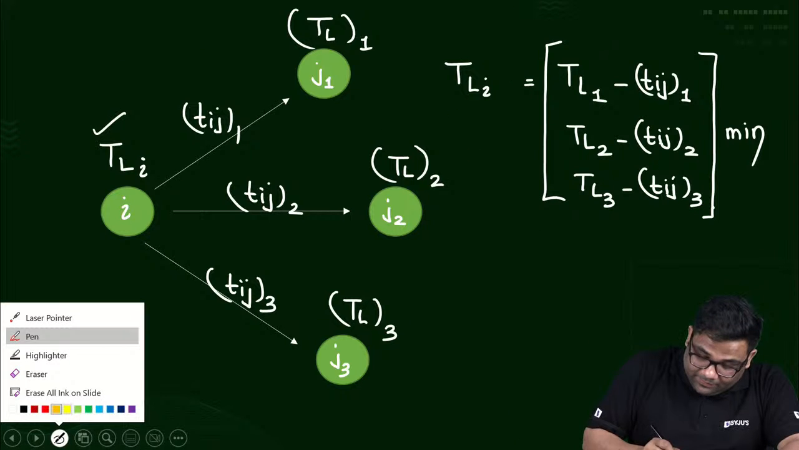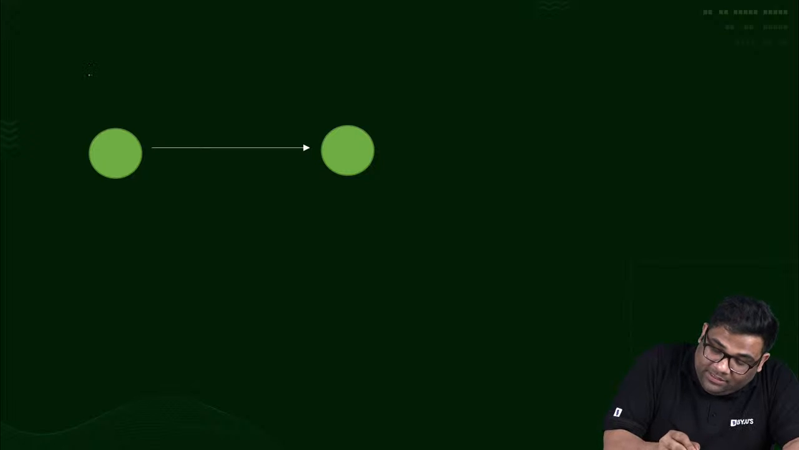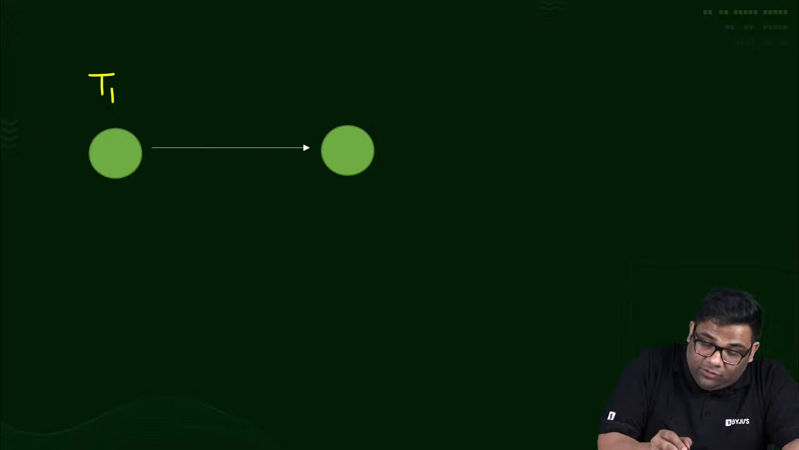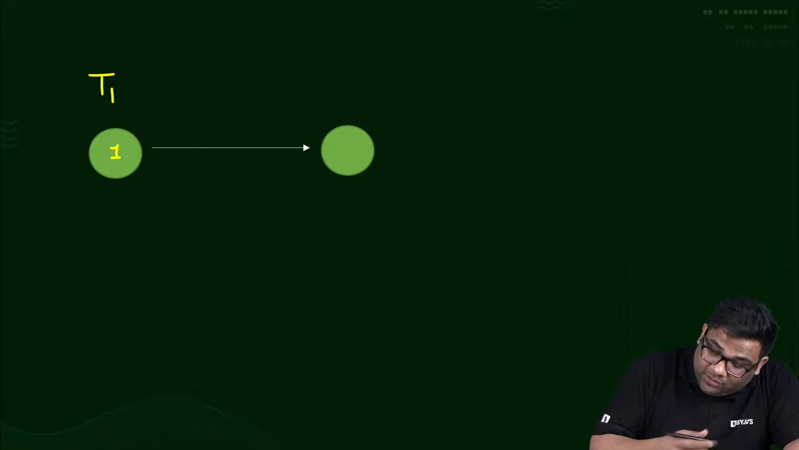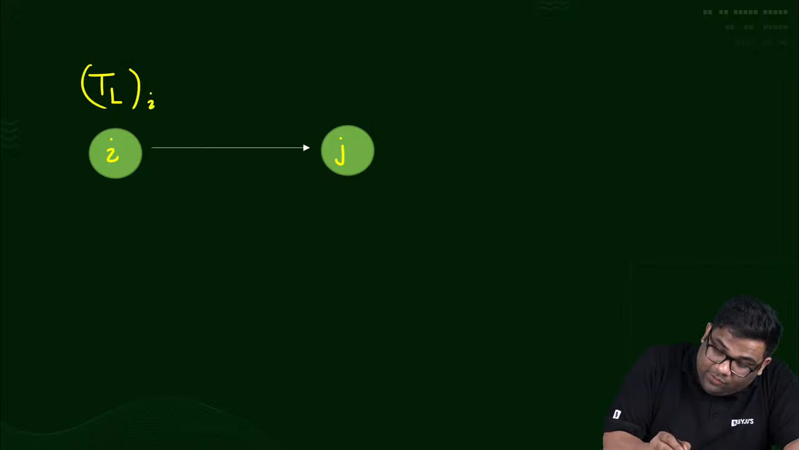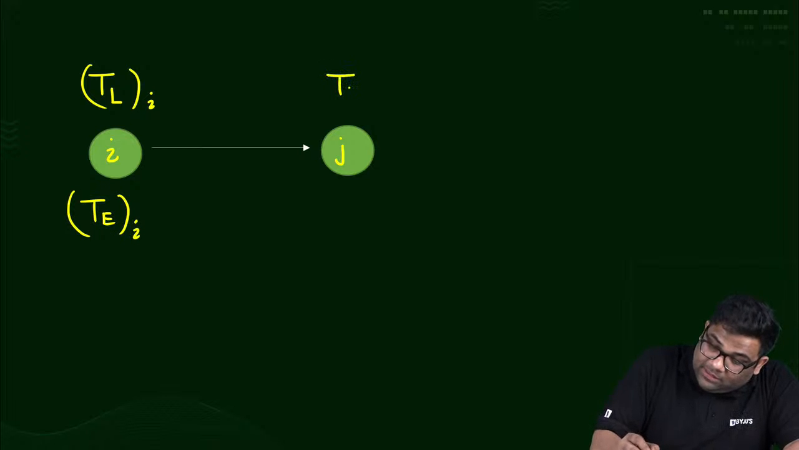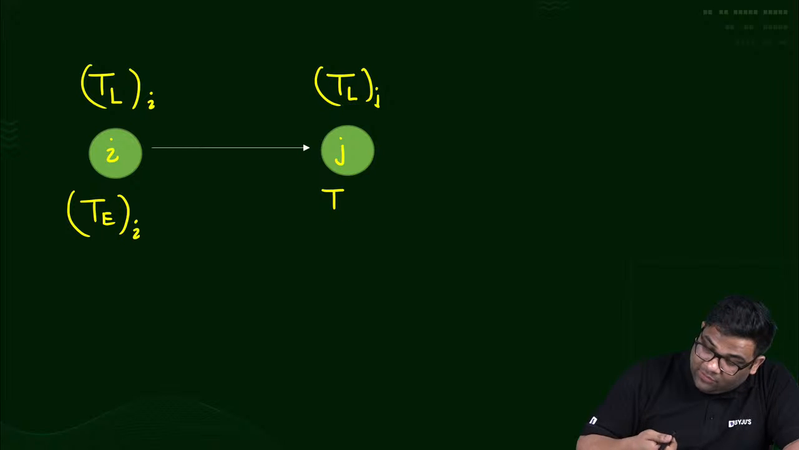Now, this is an activity, two activities within two nodes. Suppose this is the I node and this is the J node. This is TL of I node, this is TE of I node, this is TL of J node, and this is TE of J node.